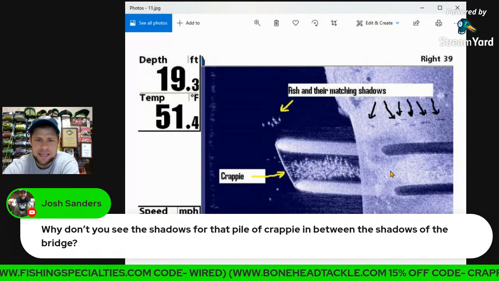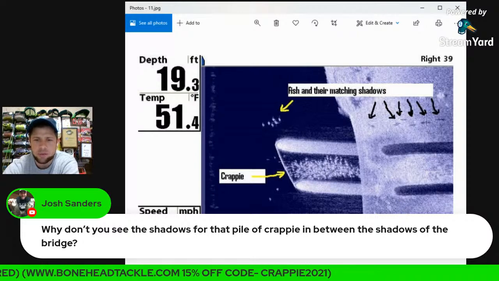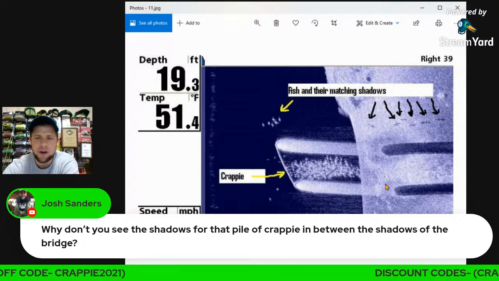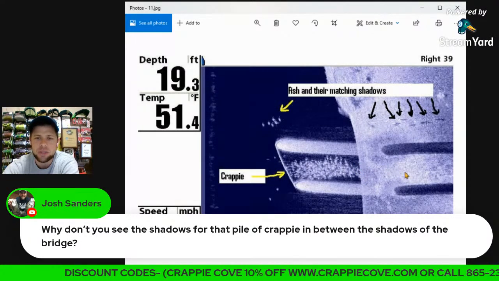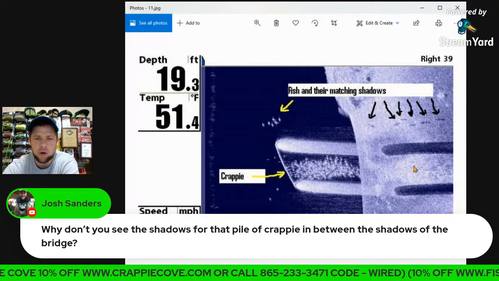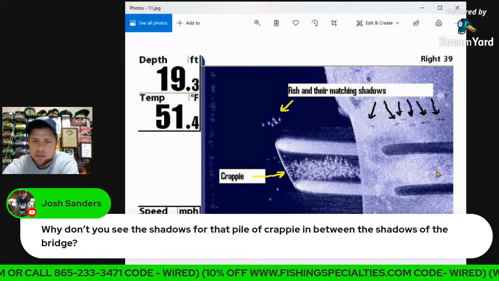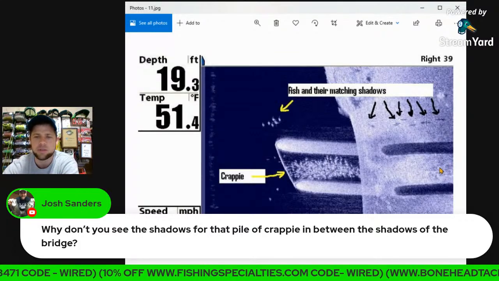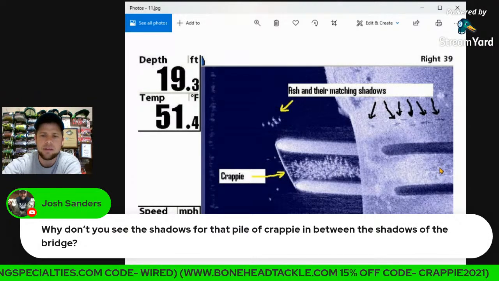The reason you can't see them here is because, see how bright that return is? See how dark the return is right here, Josh? Look how bright that return is right there. That's a very hard bottom. That is hard bottom in between those bridge pilings, probably concrete, and the hard, bright return from the bottom is washing out the shadows. You can see those shadows right around my cursor. If you look around the outside of my cursor, Josh, you can see the shadows.